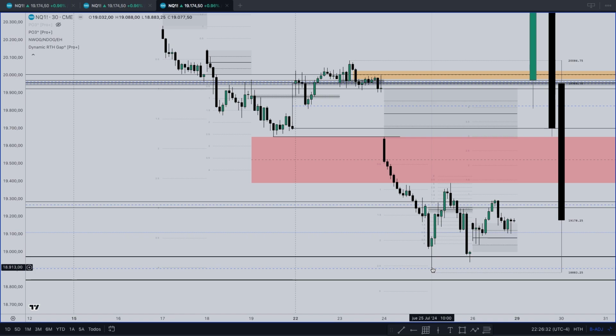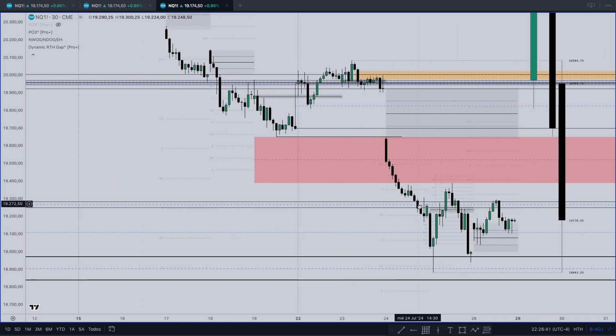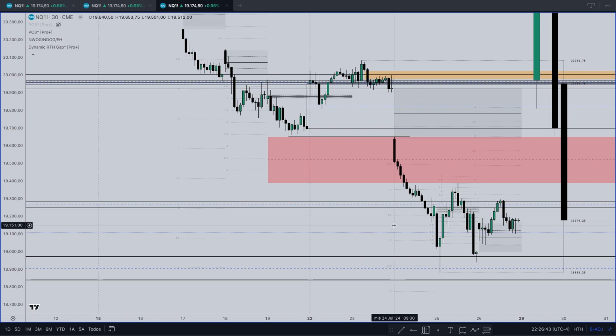Actually, I took this trade from here to this gap here. From here, it was a really good trade, like 300 points. Nasdaq is moving a lot in these previous weeks. Insane moves.